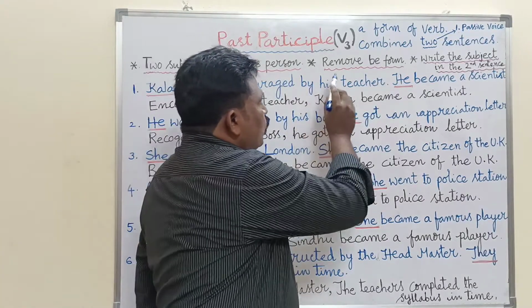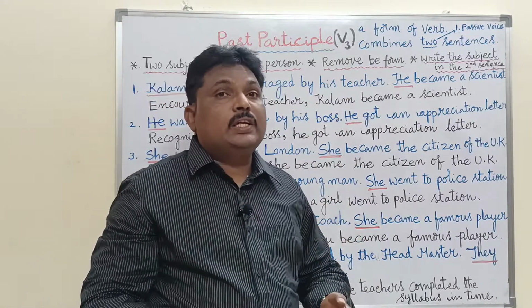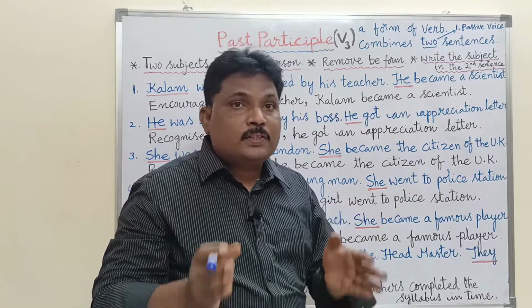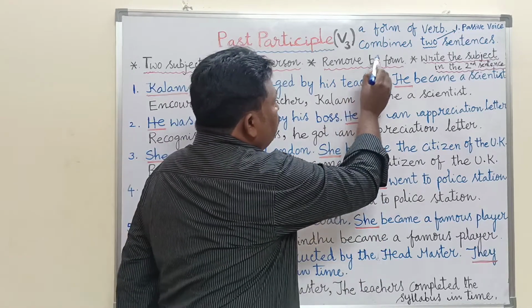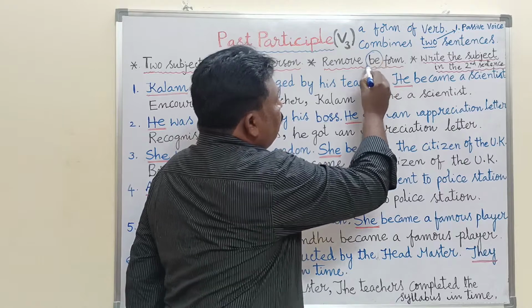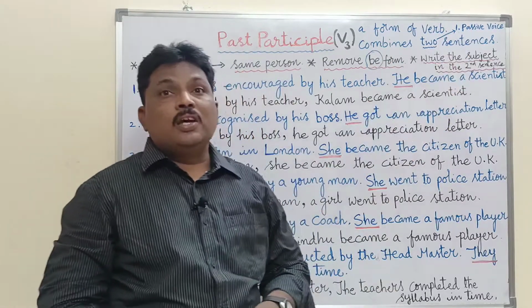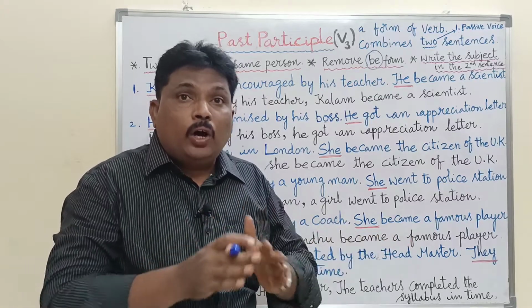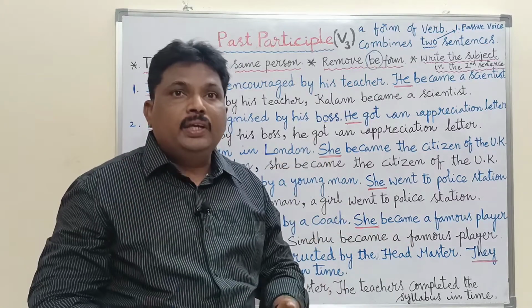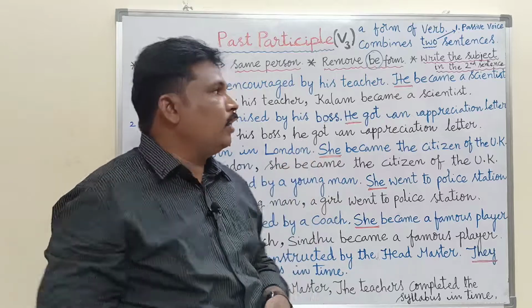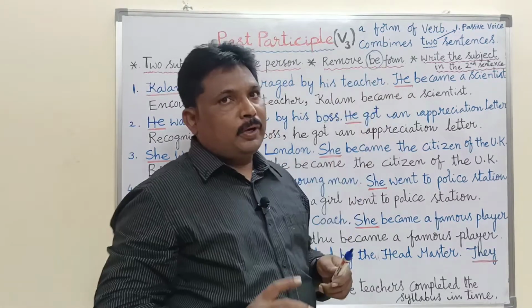And the second one is, while combining the two sentences using past participle, remove the be form. Because one of the sentences is in passive voice, remove or avoid the be form while beginning the answer, while writing the answer. This is the second point you remember.